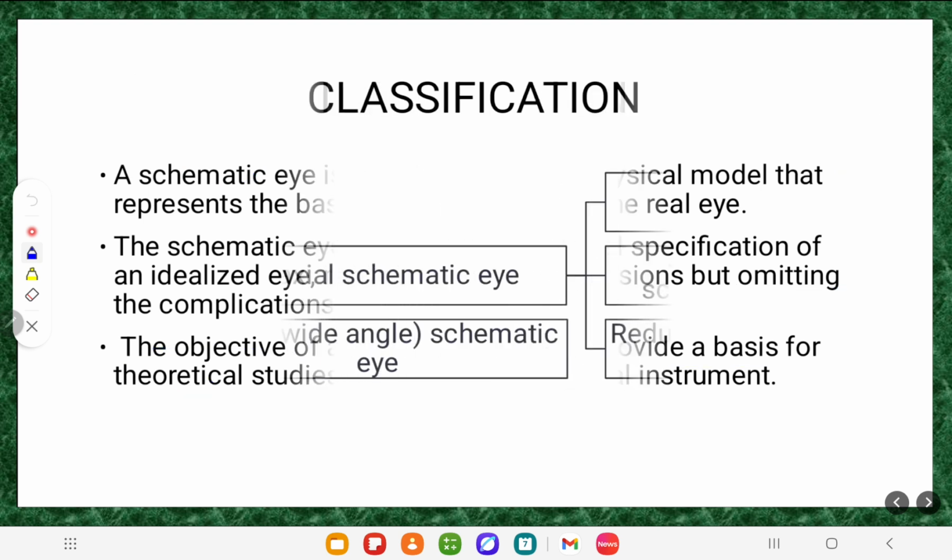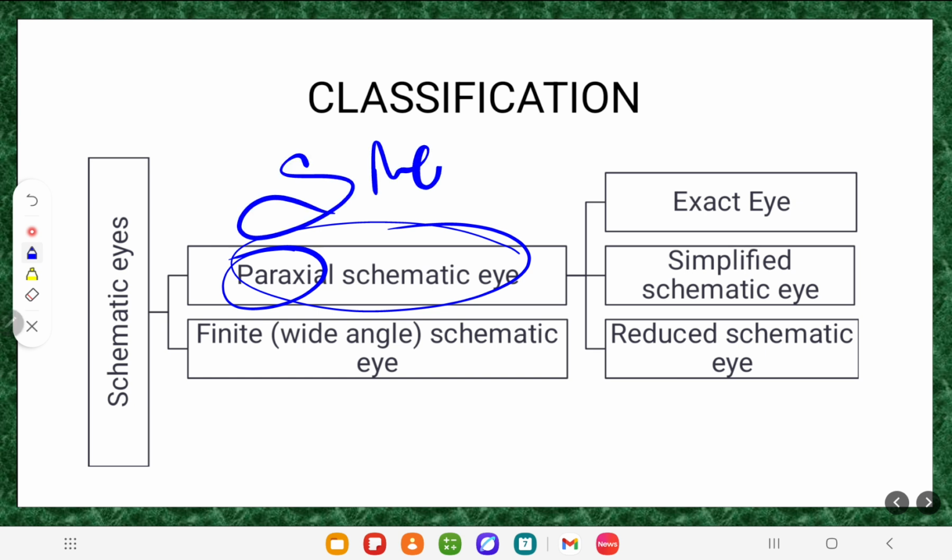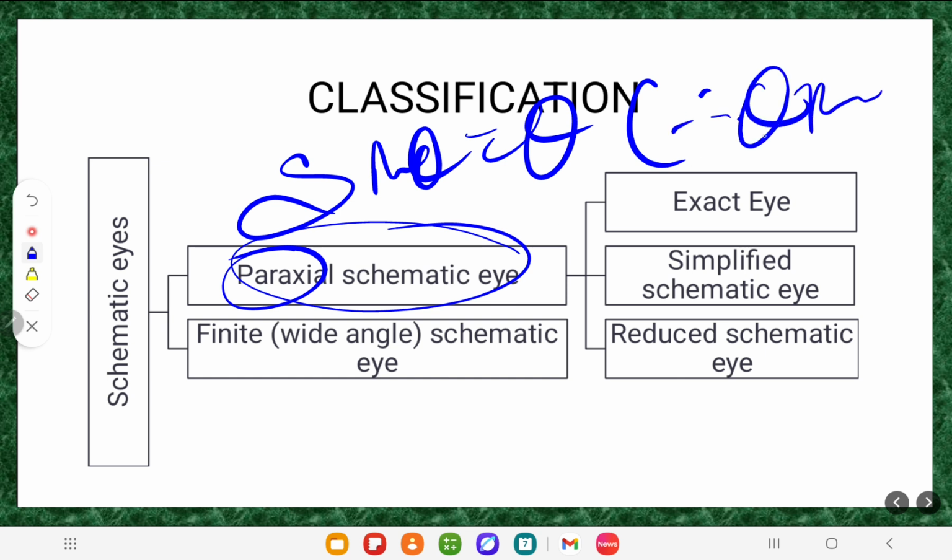Now the classification of the schematic eye. First is the paraxial schematic eye, which I have discussed in a previous video. Paraxial means we use spherical surfaces, and we consider sin theta equal to theta, when theta is in radians.